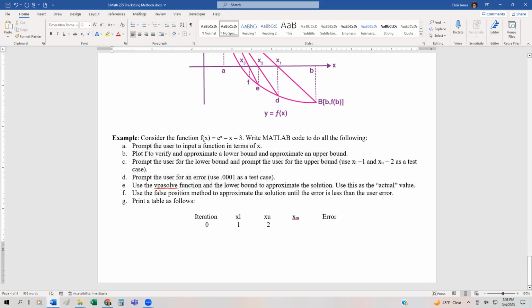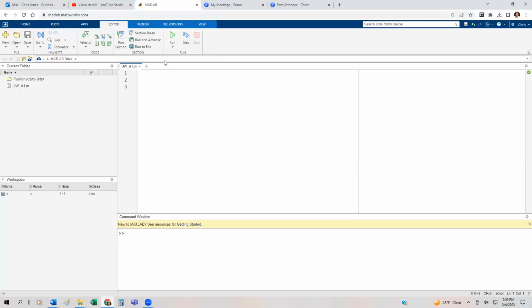So we have this function that we've been dealing with, e to the x minus 3. And we're going to write some MATLAB code to get a function from a user, plot it to get upper and lower bound. And then we're just going to get the lower and the upper bound from the user. And we're going to prompt them for an error, and then we're going to use our VPA solve function using the lower bound as the approximate. All right, so let's go ahead.